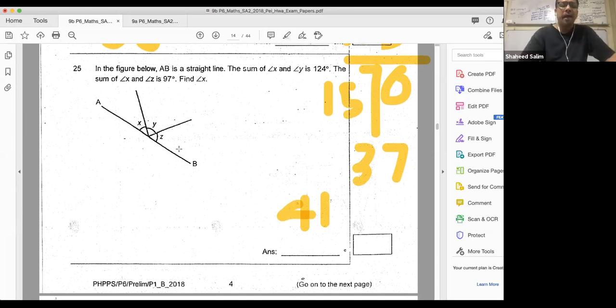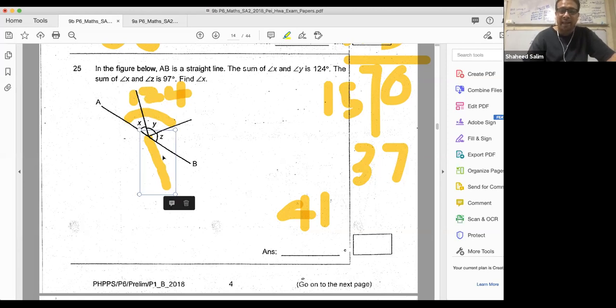Shafika, now you have X plus Y. I'm going to color it, okay? This X plus Y here is 124. Then they say X plus Z. Z is here. I draw another X down here. Zahira, you're looking, right? As I'm doing now, you see, X plus Y is 124. Now, X plus Z is 97. Imagine this is X, this one is X, also the same angle as this. So from here to here is 97.